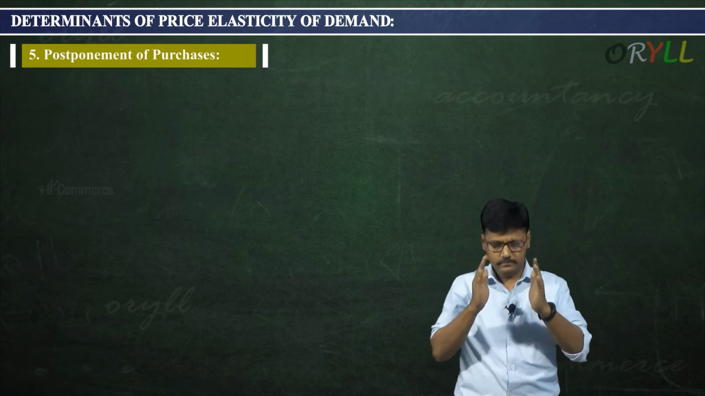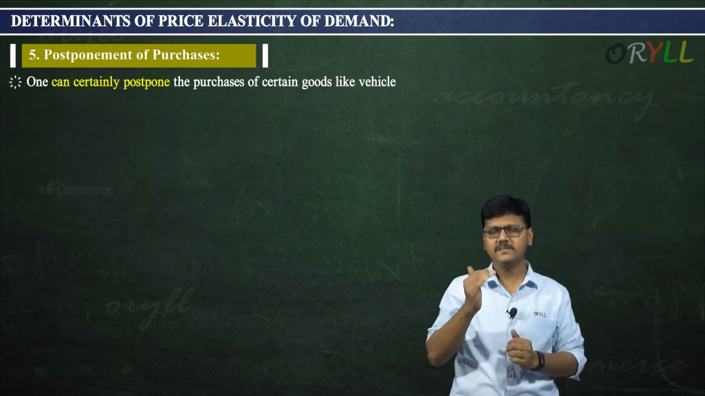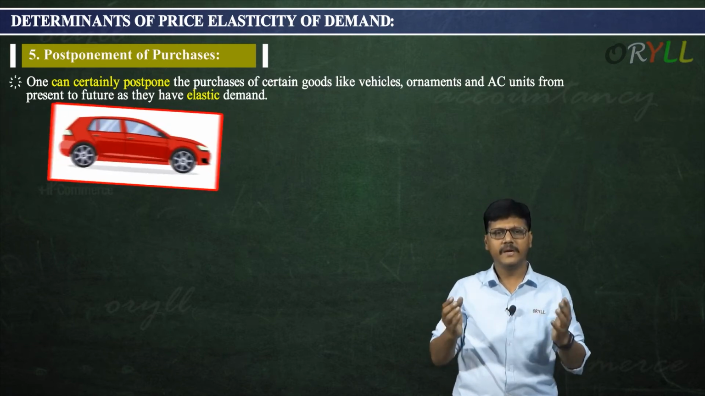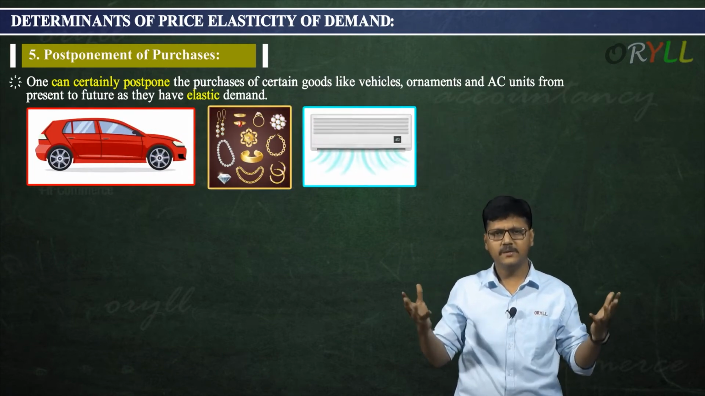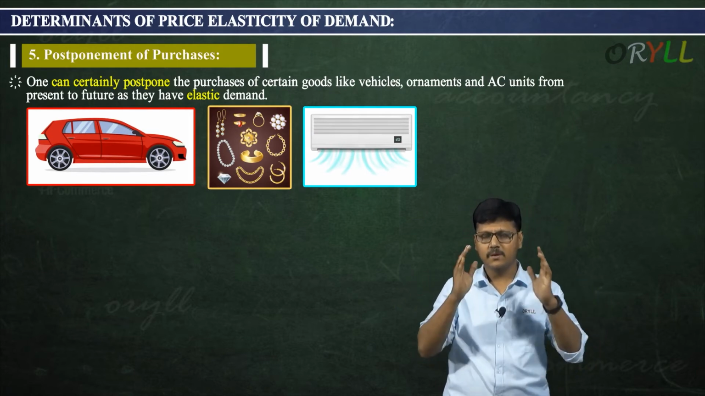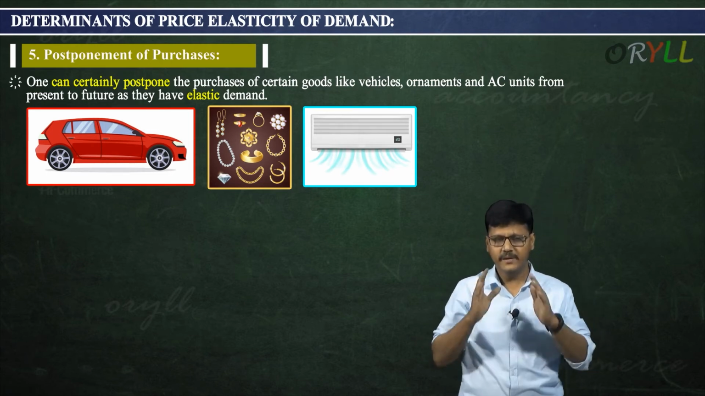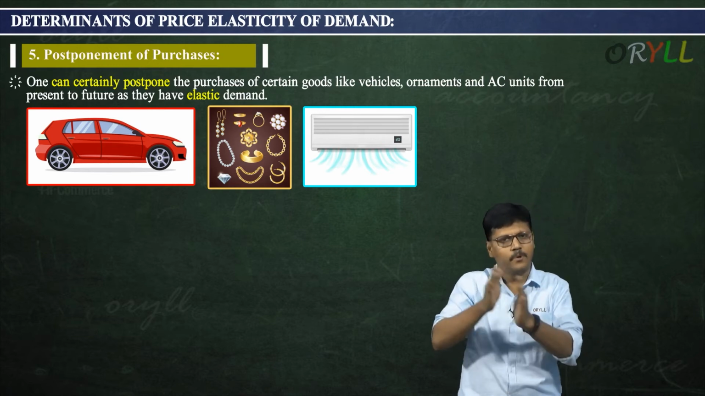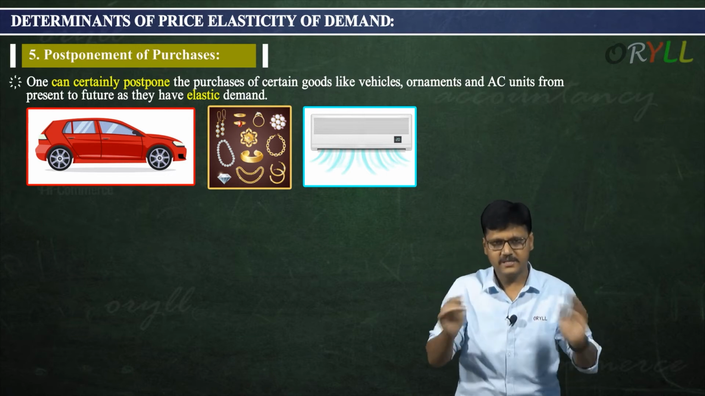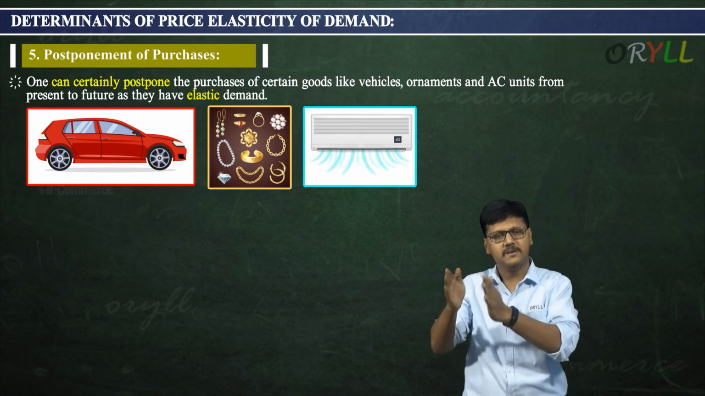That is, the purchase of the commodity can be postponed. If one can certainly postpone the purchase of certain goods like vehicles, ornaments, AC units, from the present to the future, then those commodities will have elastic demand. When a want can be postponed, the commodity's demand will be elastic.